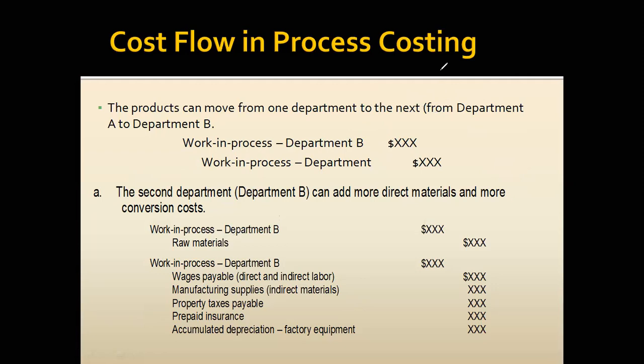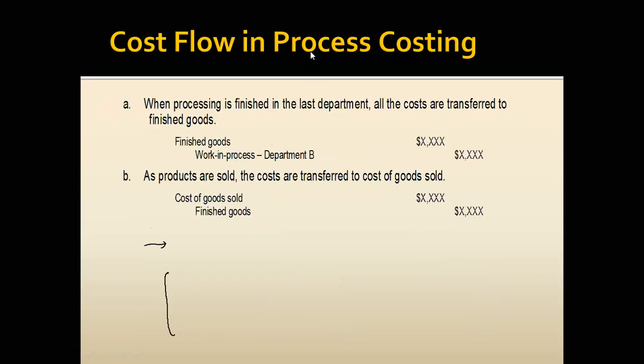Now we will do some spending in the next department as well, like raw material we will spend in department B. On top of that, some overheads and labor, which is the combination we call conversion cost. So we will spend conversion cost as well in the next department. By the time work will finish in the next department, finally we will have this entry: finished goods debit and work in process department B credit. When we sell these products, cost of goods sold debit and finished goods credit.